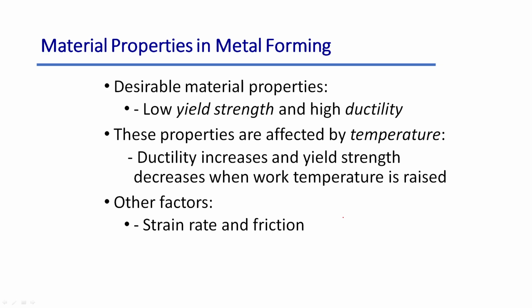In fact, you remember I have shown you that if I increase temperature, the yield stress drops and ductility increases. That is why the majority of these metal forming operations are done at high temperatures. Other factors are also important, like strain rate and the friction between the die and the workpiece, because friction can also generate heat and stress. So this is also important. Strain rate is the rate at which you are deforming the material.